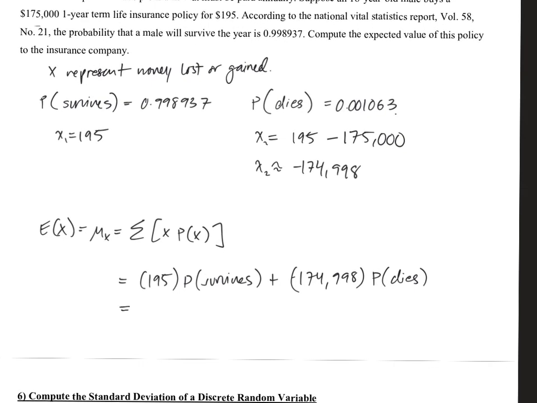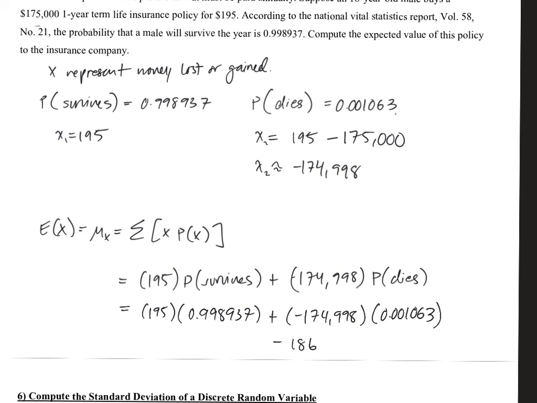Let's write this out. So that's 195 times the probability of survival, which is 0.998937, plus negative 7,4998 times the probability of dying, which was 0.001063. And so this value here is going to be negative 186. I'm going to keep to the nearest dollar there.